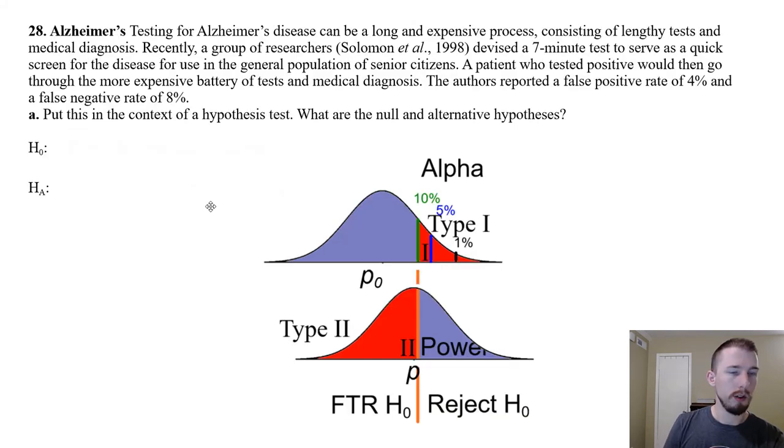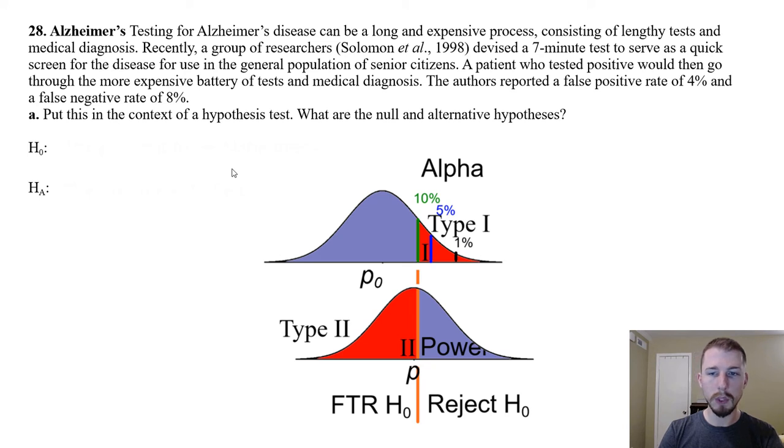All right, so let's look at the homework, number 28, Alzheimer's. Testing for Alzheimer's disease can be a long and expensive process, consisting of lengthy tests and medical diagnosis. Recently, a group of researchers devised a 7-minute test to serve as a quick screen for the disease, for use in the general population of senior citizens. So they can actually test more people if it is quicker and costs less. We can detect more people that might potentially have Alzheimer's, and then for those people we can do the longer, more accurate, and more expensive process.